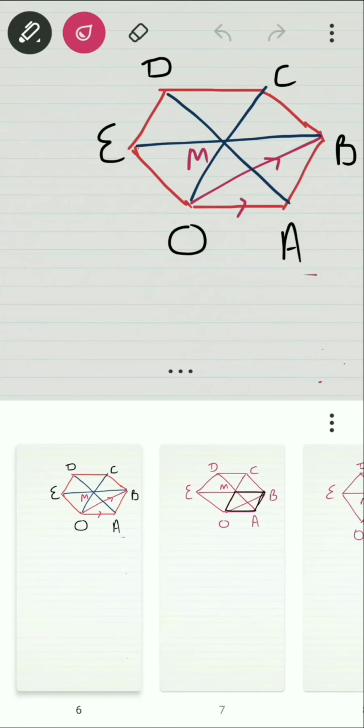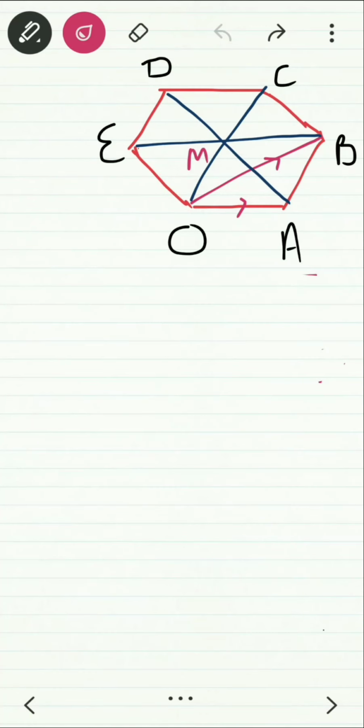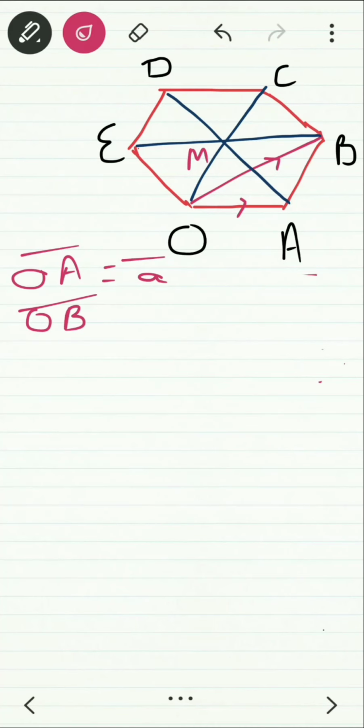So if you observe the figure, you find that they are already given to us, that vector OA is A bar and vector OB is B bar. We have drawn the lines OC, AD and BE, and the lines are meeting at point M. So we can say that M is the midpoint of these lines.